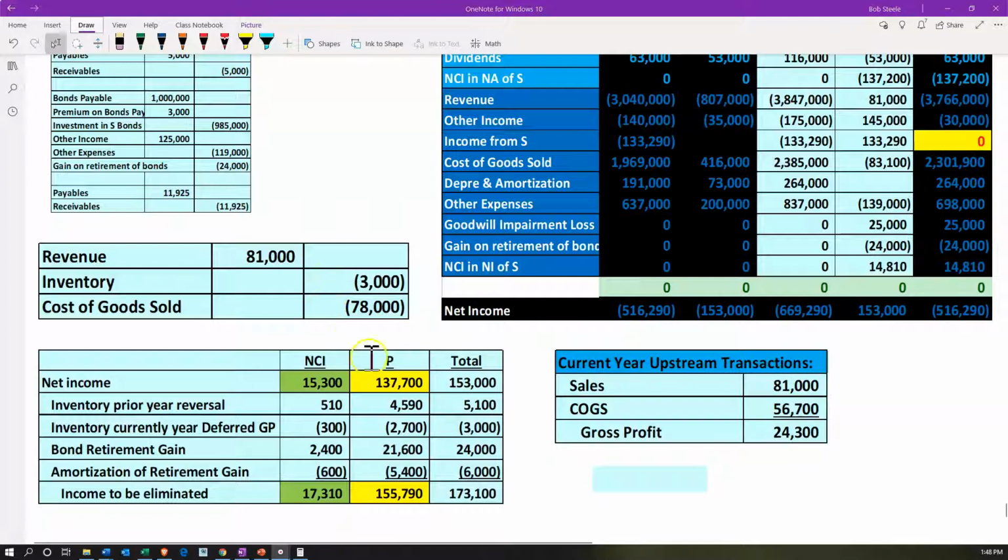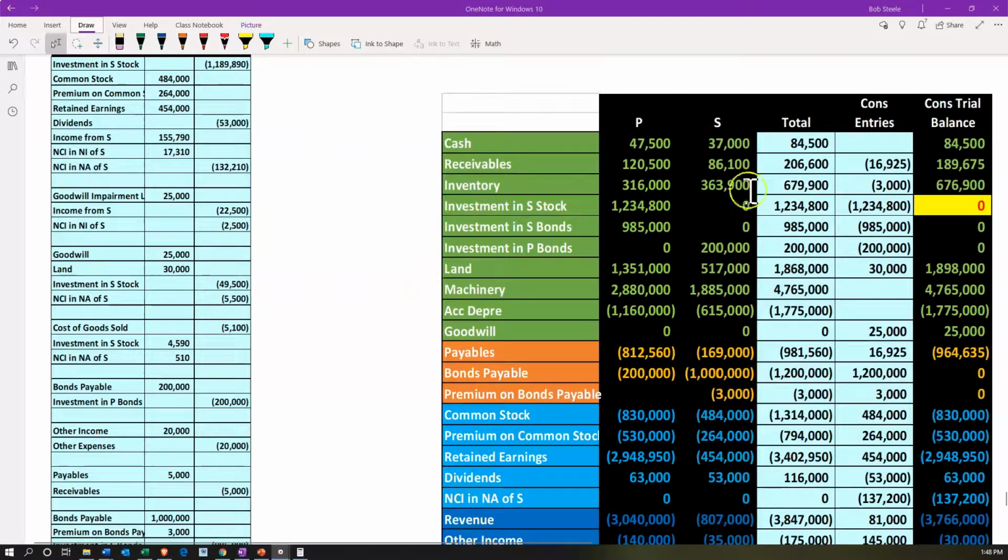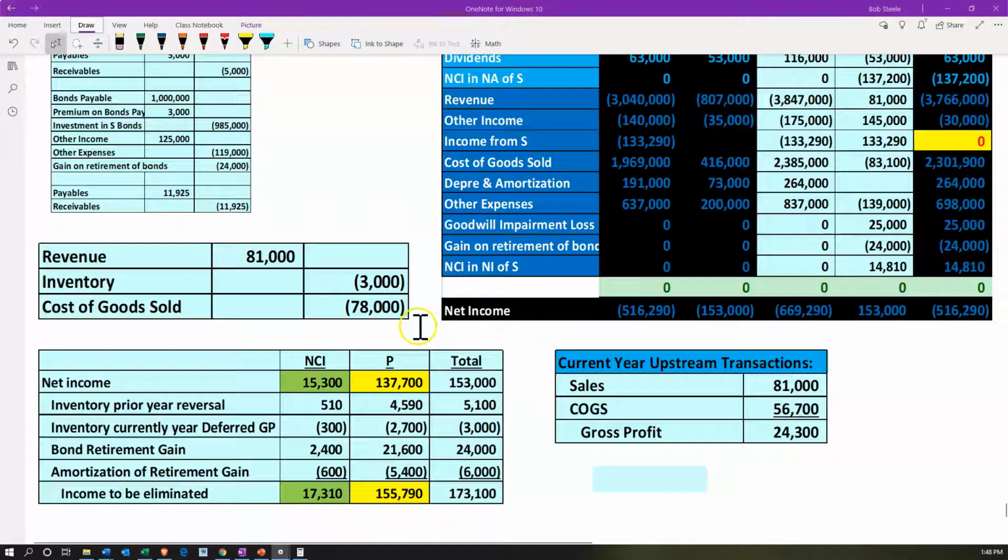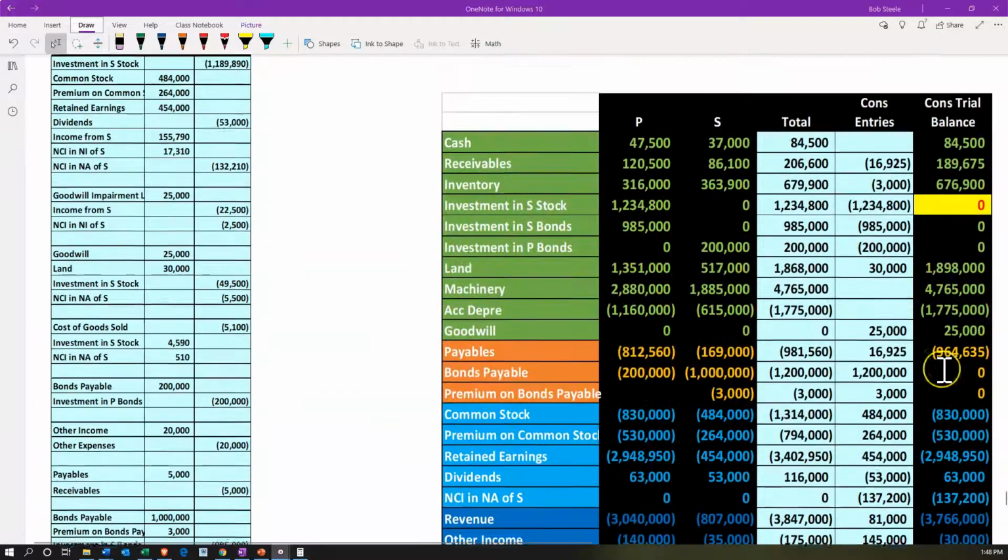All right, so then if we post that out, the revenue, 81,000, is going to be reducing the revenue here, so that's included in that number. The inventory up top is going to be included here, so we have the adjustment to the inventory, and then the cost of goods sold is going to be included there. So that is going to be it.